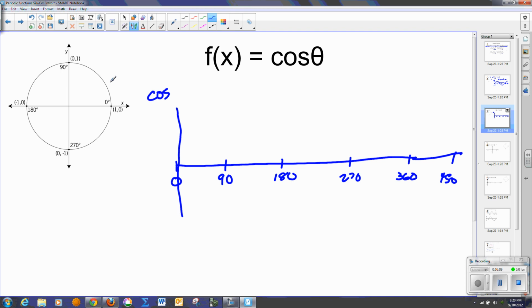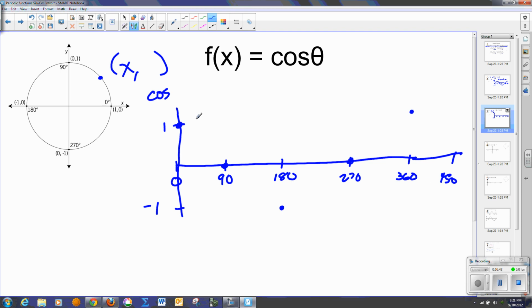Now the cosine, relative to any point in the unit circle, is given by our x value. So at 0 degrees, I'm going to look for my x value, which happens to be 1. And I'm going to graph that point. At 90 degrees, I'm looking for my x value, which is 0. At 180 degrees, I'm looking for my x value, which is negative 1. 270, x value is 0. 360, x value is 1.